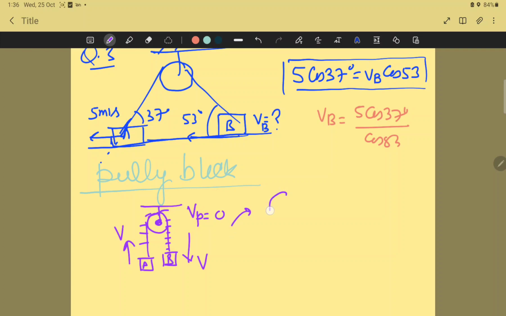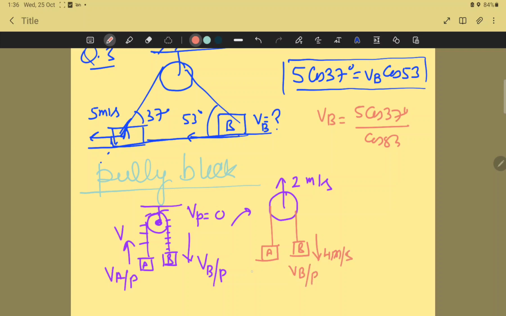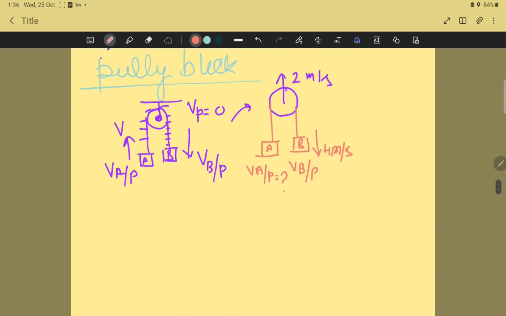Now let's take the situation where the pulley is also moving with 2 meter per second, and always remember here this is the velocity of block B with respect to pulley, and this is the velocity of block A with respect to pulley. Now in this given case, let's take the velocity of B as given 4 meter per second, and here the velocity of A with respect to pulley we have to calculate. So in these types of problems, you have to do only one thing.